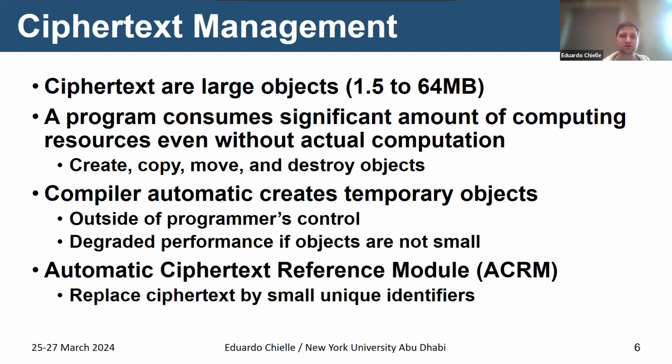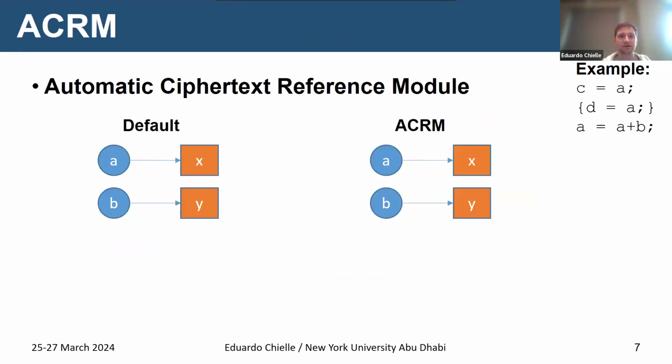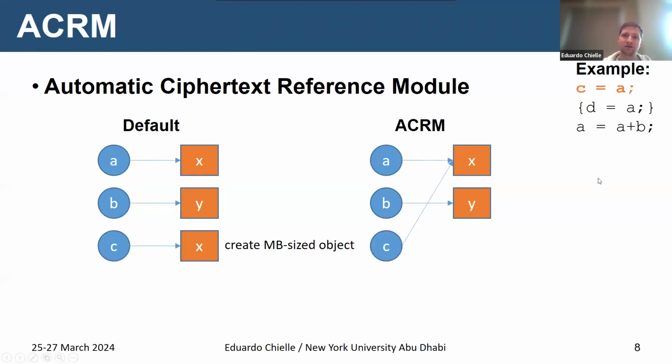So to solve that, we propose this automatic ciphertext reference module where we replace a ciphertext by small unique identifiers, and we operate on these identifiers. So here I will show an example of how this module works. We have here on the left the default computation that would be done without our module. Here we have our reference module, and here we have the example that we will be executing. So the first operation, we copy the value of A. In the default configuration, we need to create this large ciphertext.